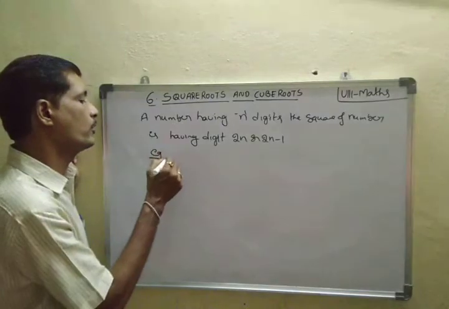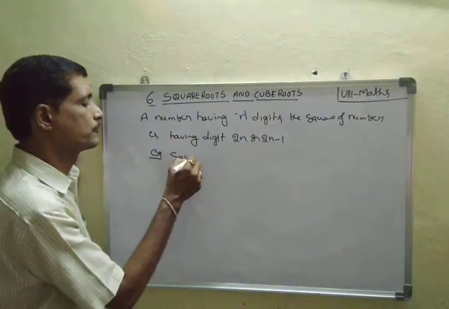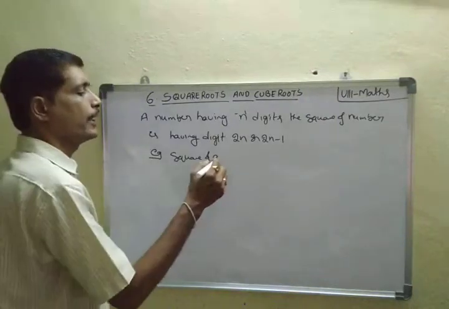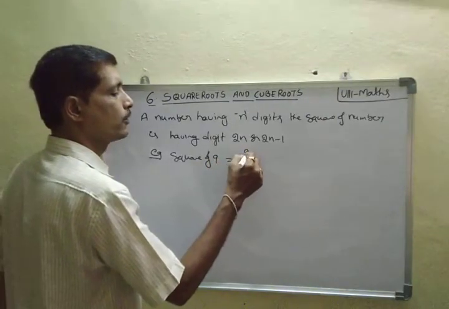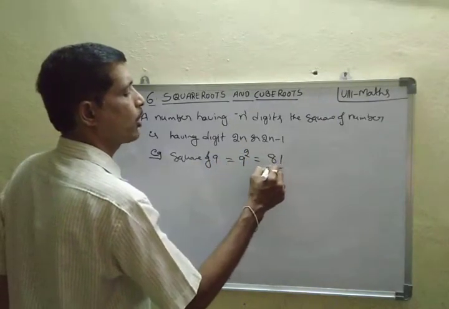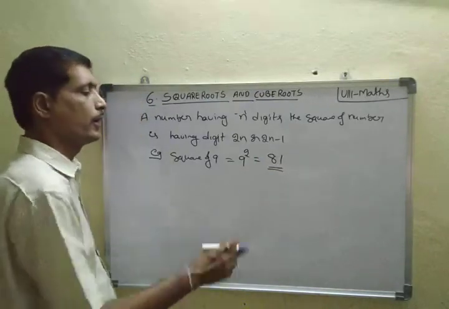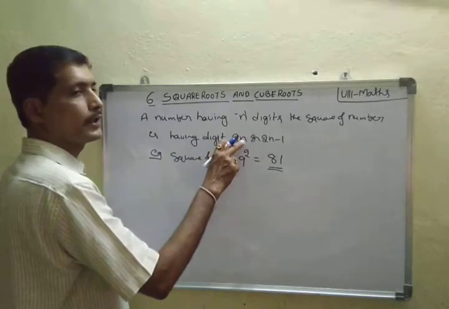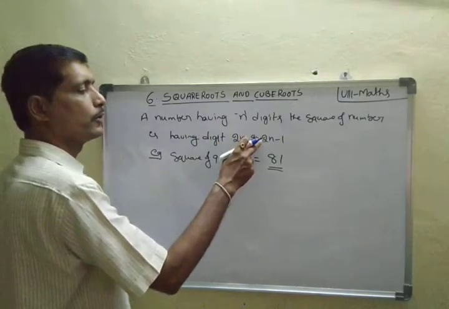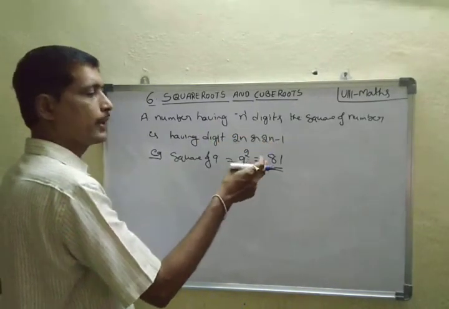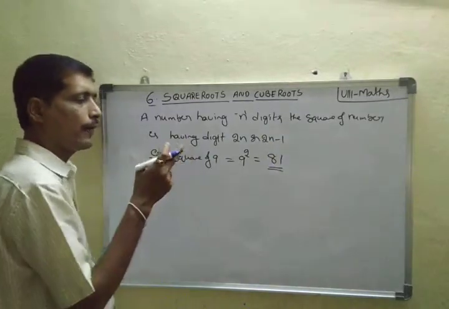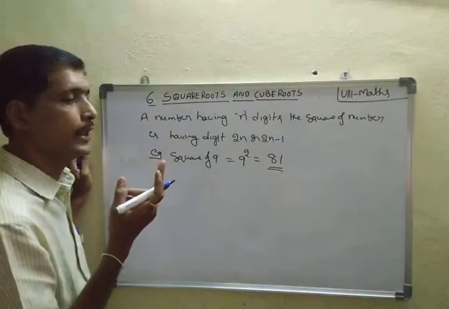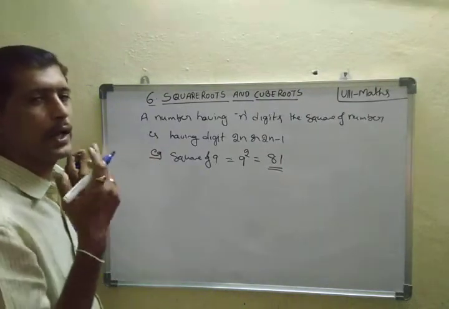Therefore, for example, the square of 9. Here 9 has only one digit. The square of 9 equals 81. How many digits does 81 have? Here the number has only one digit, so 2 into 1 is 2, or 2 into 1 minus 1, that is 1. Therefore, the square has 2n or 2n minus 1 digits, that is 1 or 2.